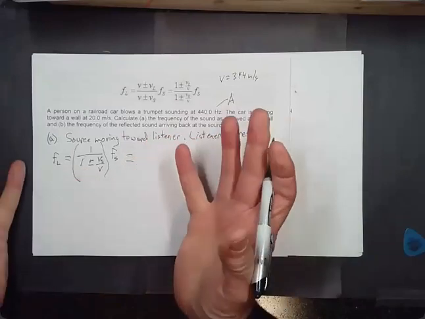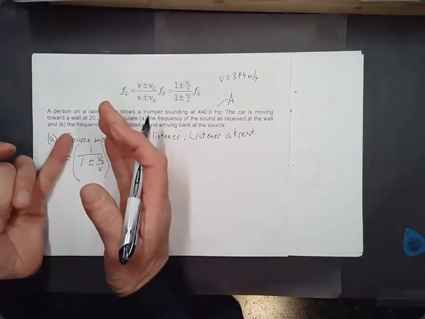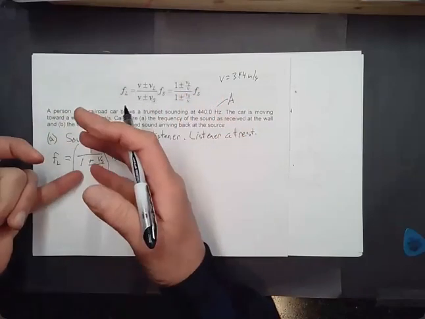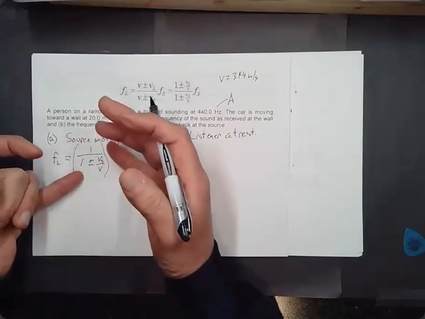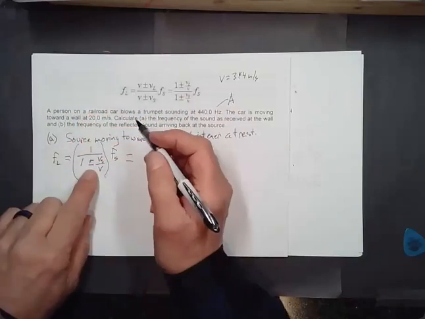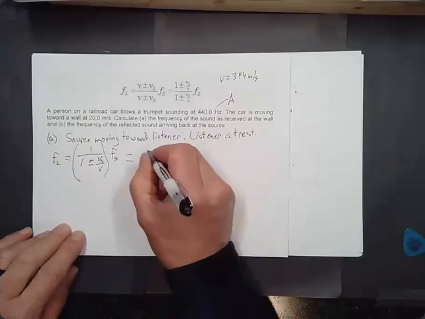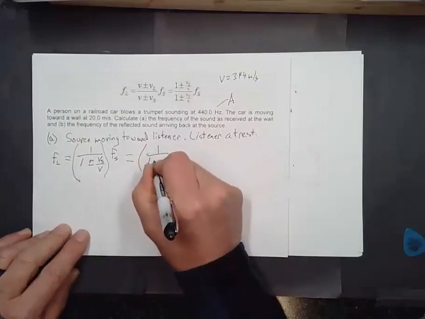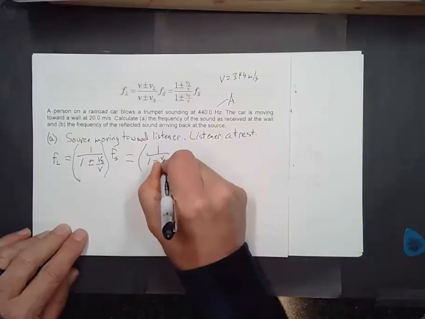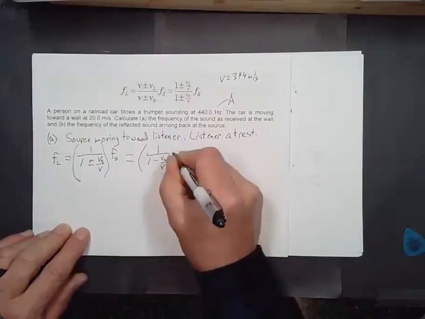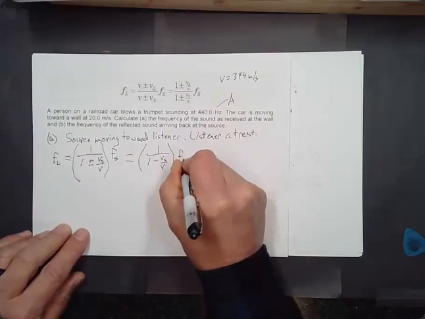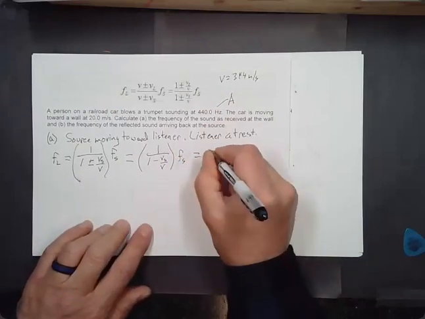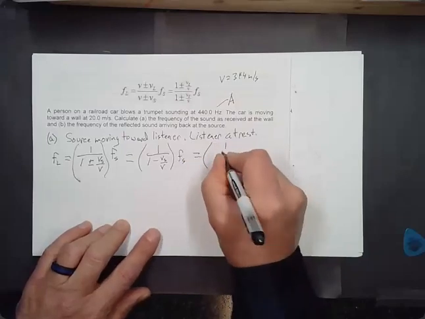So that's the version of the formula that I'll use. And that's how I do it every time. I look at it and think, okay, higher frequency or lower frequency. If it's on the bottom of the fraction, to make it a higher frequency, you need a minus sign down there. And so we'll have 1 over 1 minus the speed of the source over the speed of sound, times the frequency of the source. So let's go ahead and plug in the numbers and see what we get.